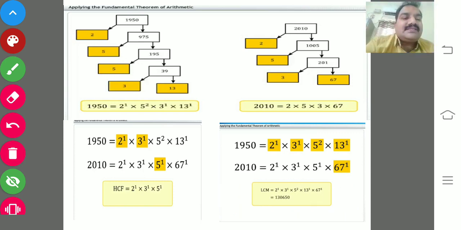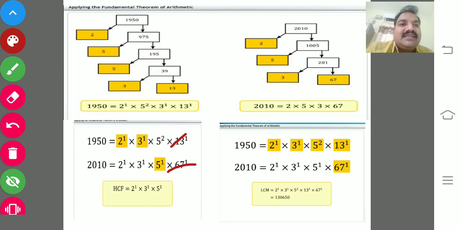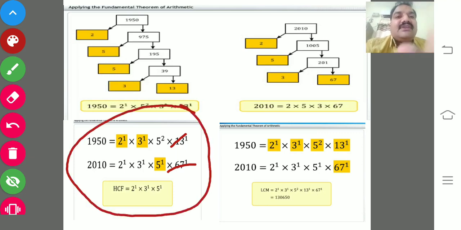So children, very simple thing, after finding the prime factorization, first of all in HCF, you just find out the common factors only, don't touch. 13 is here, let it be; 13 is not there, no need to touch. The prime number should be there in both. I am talking regarding HCF.